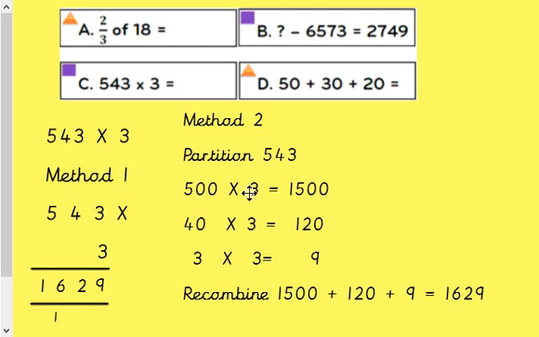So 543 becomes 500, 40 and 3, and then each of those component parts we would have to multiply by 3. So 500 times 3 is 1,500. 40 times 3 would be 120, and 3 times 3 would be 9. So if we recombine the numbers, 1,500 plus 120 plus 9 will equal 1,629, and you can see that those numbers match there.